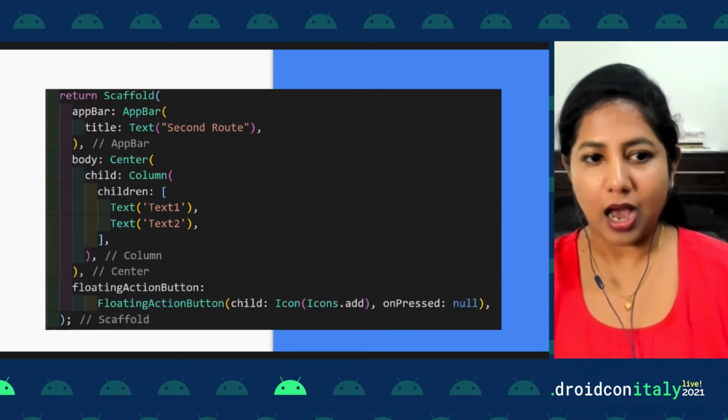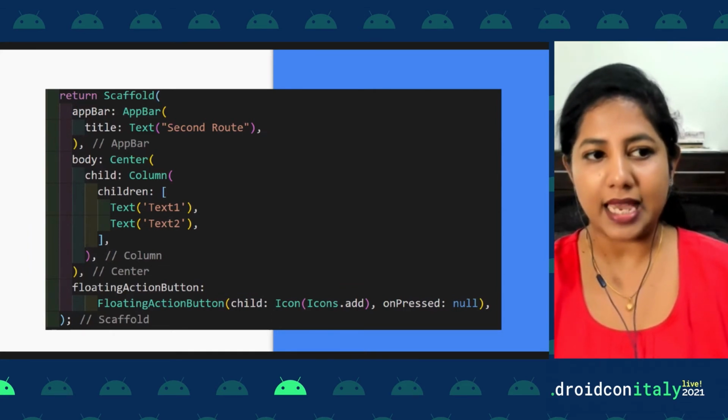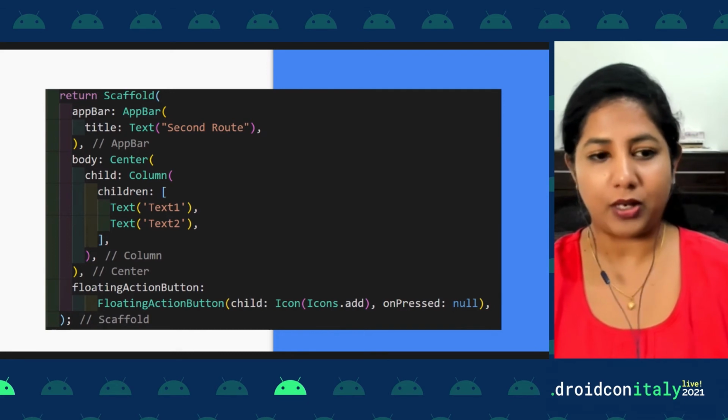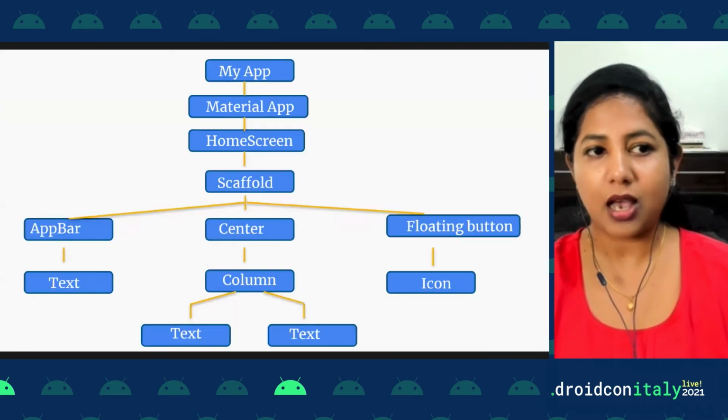So if you have to look at how the tree structure is happening, if you look here, scaffold is the main, and then you have center, column, children, two text, and then a floating button. This looks absolutely fine when I look at it. But if I have to look at it as a tree structure, this is how it looks like.